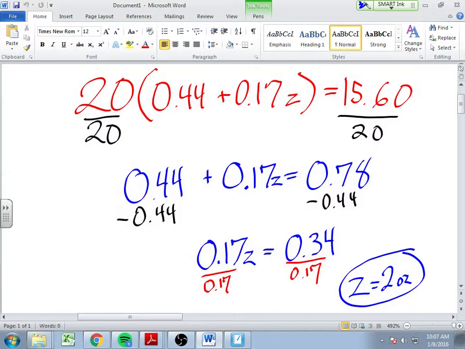Yeah. And you also get to see the price is. Already worked. You get it. Because you just multiply 0.78 by 20.